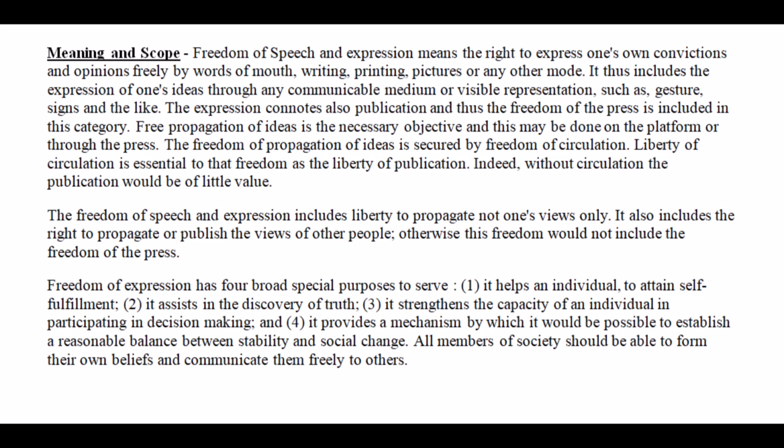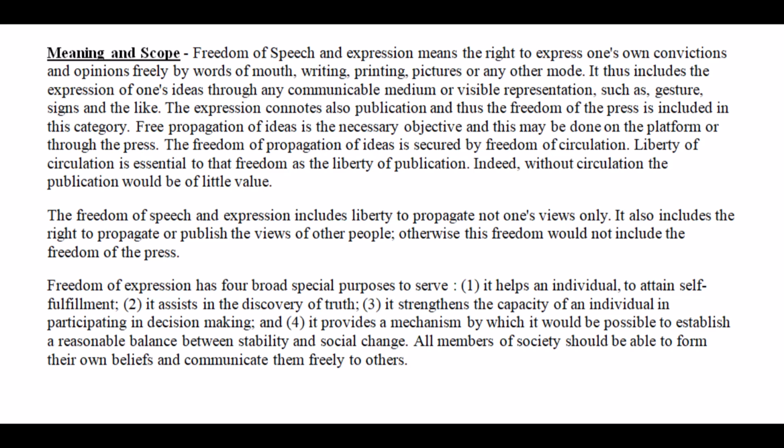Meaning and scope. Freedom of speech and expression means the right to express one's own convictions and opinions freely by word of mouth, writing, printing, pictures or any other mode. It thus includes the expression of one's ideas through any communicable medium or visible representation, such as gestures, signs and the like. The expression connotes also publication, and thus the freedom of the press is included in this category.